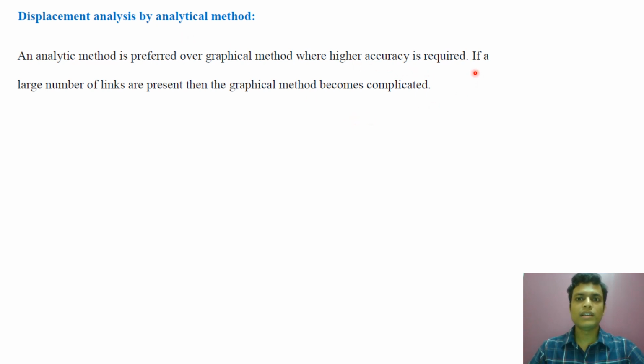And the second one is, if a large number of links is present, then the graphical method becomes complicated. So if a mechanism contains a large number of links, the graphical method will become complicated. So there are 2 points for when we will use the analytical method. Number 1, if we want higher accuracy, and second, if there is a large number of links present in the mechanism.